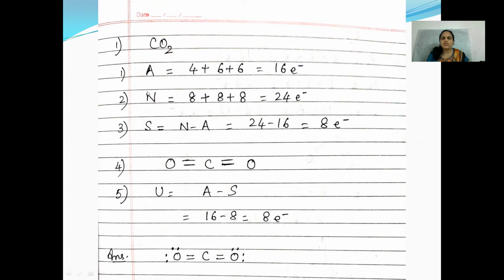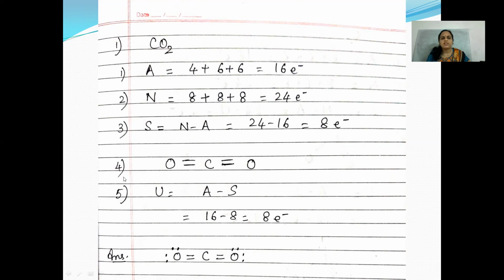Then you will calculate the value of capital N. N stands here for the complete octet of all the elements, which means carbon completes its octet, so we take the value there as 8. There are 2 oxygen atoms present, and each oxygen atom completes its octet. So 8 times 2 is 16, plus 8, total 24 electrons. Then you will calculate the value of S, the shared pair of electrons, which is equal to N minus A. That is 24 minus 16 equals 8 electrons. Hope till here it's clear.